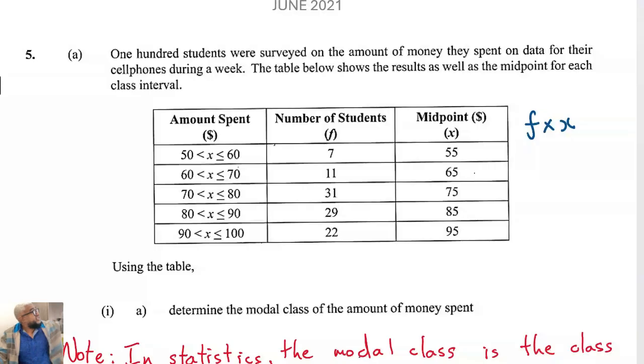So for each row, we're going to do F multiplied by X. Cool? So F multiplied by X, so this row would be what? Come, get all the calculators out. Let's work. 7 by 55. 7 5s. Well, 7 by 55 is 385, right? Next one. 715. 31 by 75.